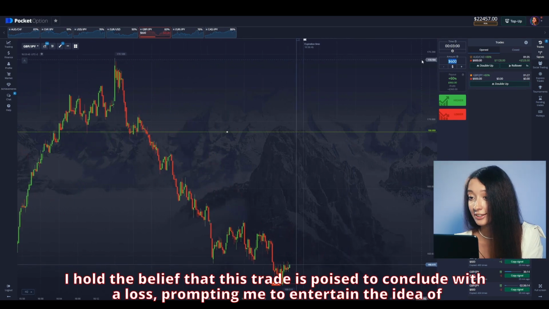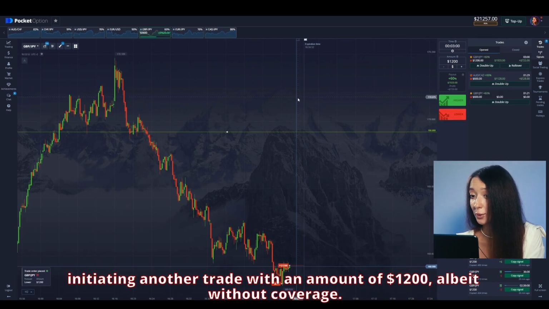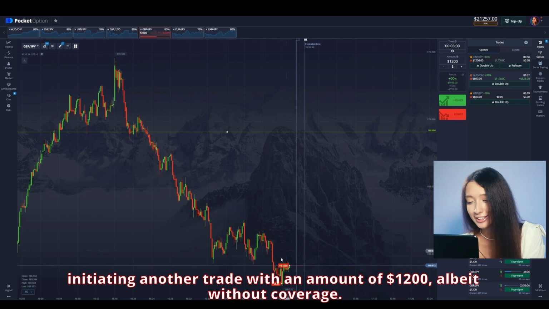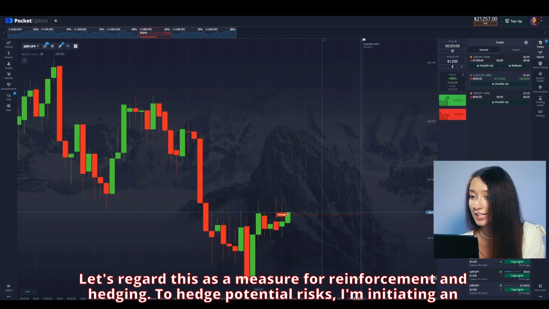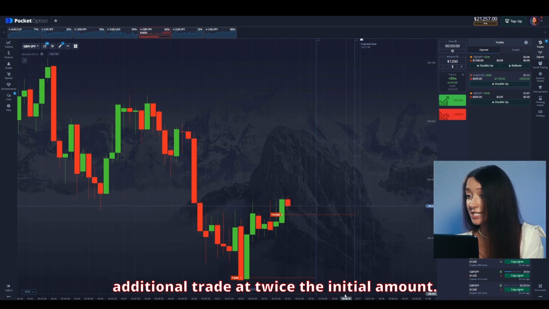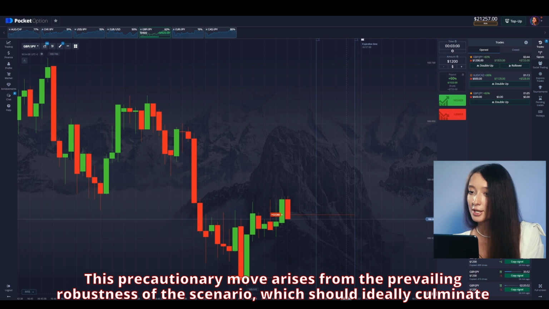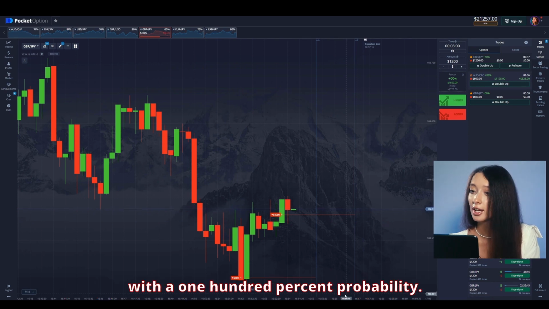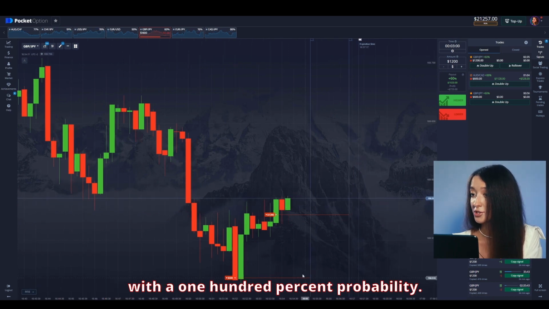I hold the belief that this trade is poised to conclude with a loss, prompting me to entertain the idea of initiating another trade with $1,200, albeit without coverage. Let's regard this as a measure for reinforcement and hedging. To hedge potential risk, I'm initiating the trade at twice the initial amount. This precautionary move arises from the prevailing robustness of the scenario, which should ideally culminate with a 100% probability.